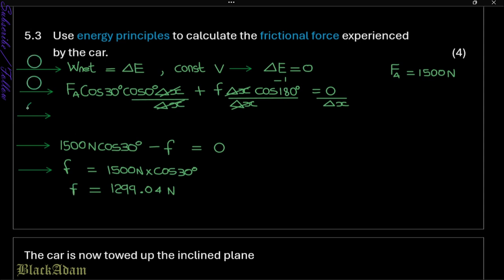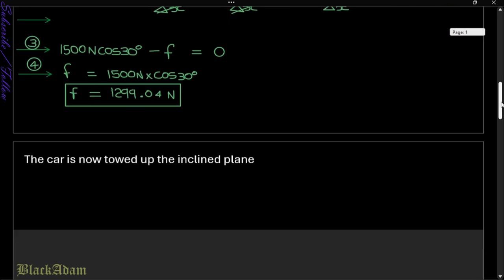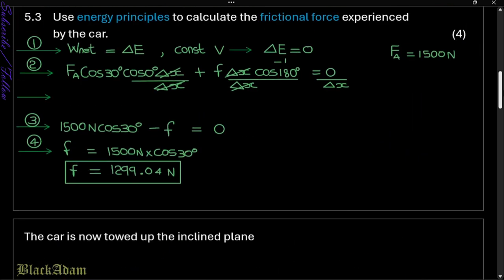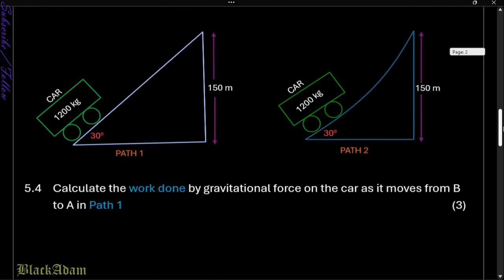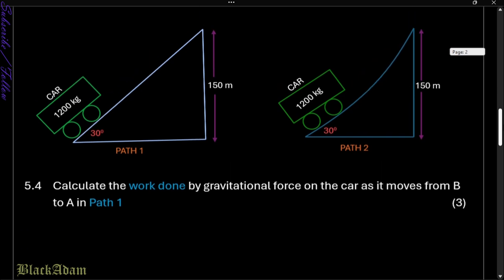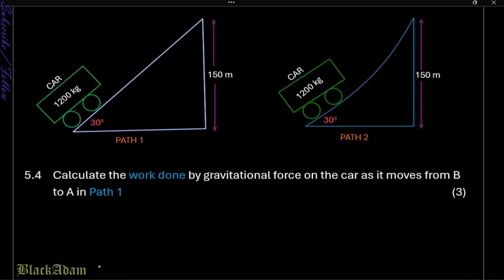So these are the steps. Step 1, write the work energy theorem as an equation. Step 2, substitute the values and cancel out the displacement. Step 3, we solve for f, and step 4 is the final answer. And then we go to question 5.4, where it says to calculate the work done by the gravitational force on the car as it moves from B to A.